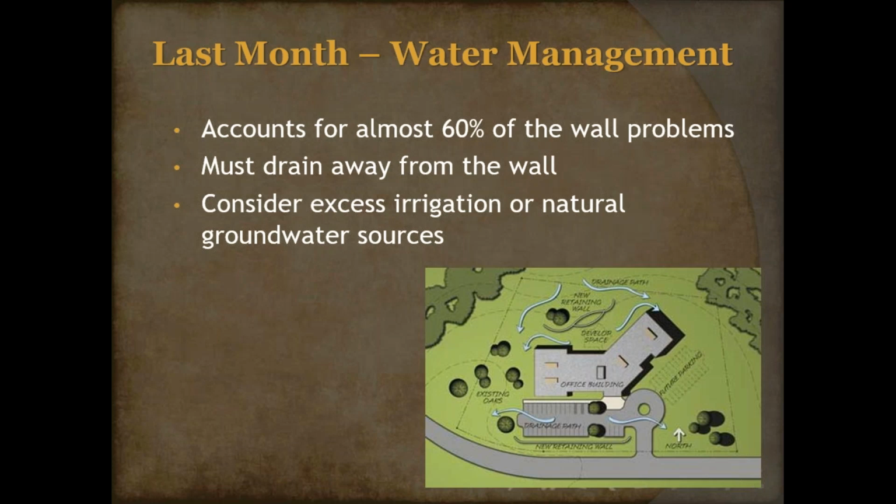Some of the bullet points that you're going to hear throughout this presentation are making sure we drain water away from the walls and not over the top, and that if there's any excess water, whether through irrigation or natural sources, we're providing the path of least resistance and getting it away from that soil and infill area.